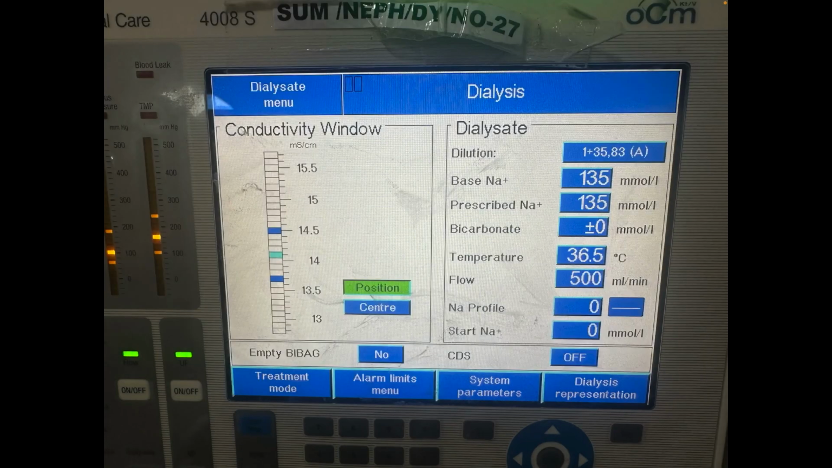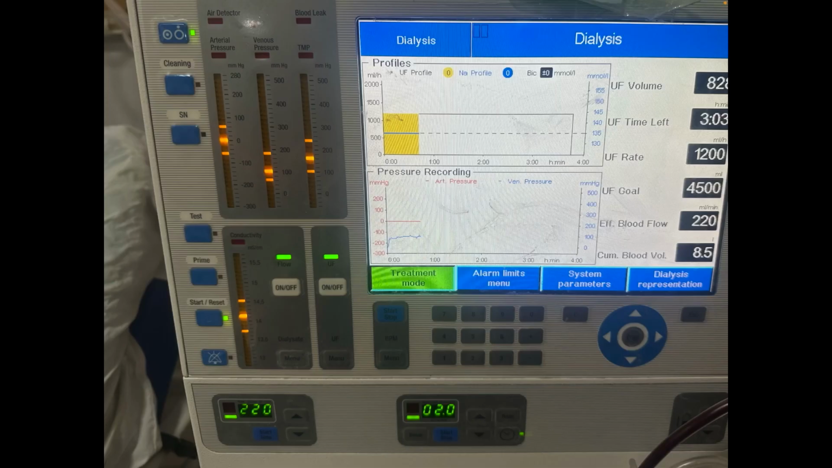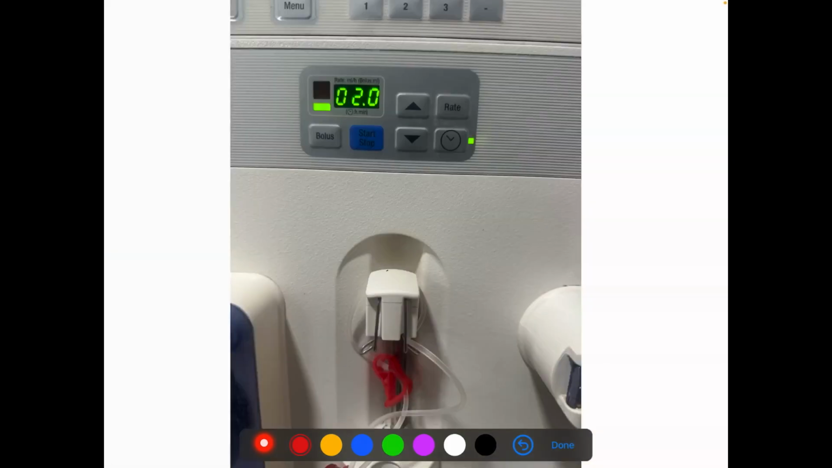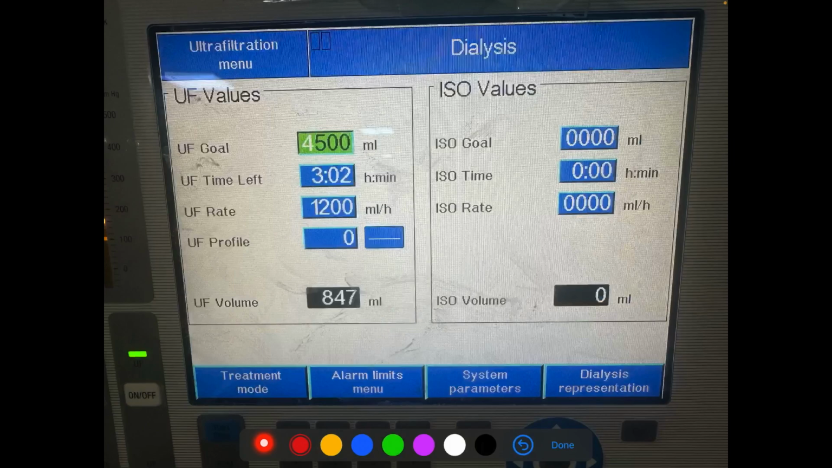So as I had shown in the previous machine, here these are the ultrafiltrate settings. So once you press that button, you will come to this menu. So here we can set the UF goal, the ultrafiltrate goal, how much we need, and the UF time left, that has been set in the beginning. So once you start, this is the only thing we can edit. So by using these buttons, or you can directly input the value also, numerical values from the numerical keypad.